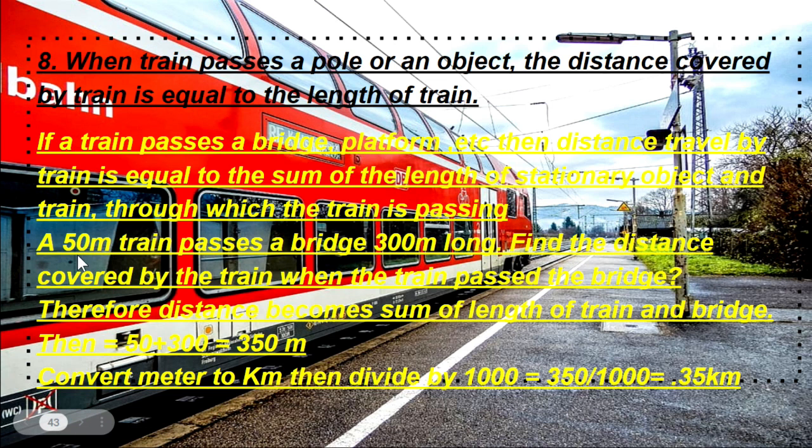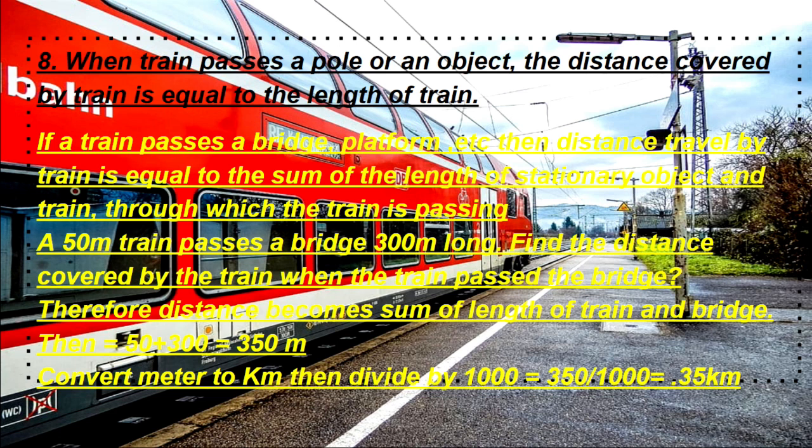Let us take an example. A 50-meter train passes a bridge 300 meters long. Find the distance covered by the train when it passes the bridge. Very simple, 300 plus 50 is the answer. 350 meters he will travel, because he has to cross his own 50-meter train length, and then he has to cross the 300-meter bridge also.